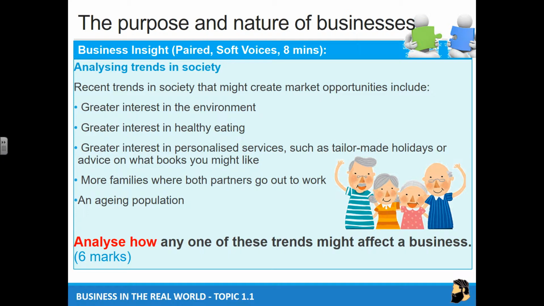There are more families as well. Second one from the bottom here: more families where both partners go out to work. There was a time where one person would work and the other person would be at home taking care of the kids. Nowadays, both partners are working and children are being left at nurseries and daycare centres and things like that. And the last one, there's an aging population, meaning people are living longer. And I guess that ties in well to the second bullet point of people eating healthy.